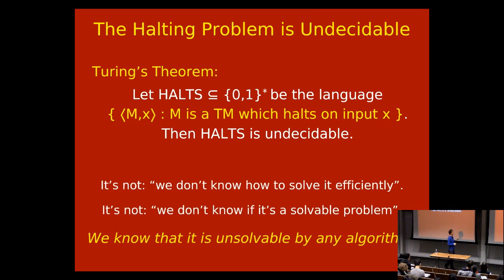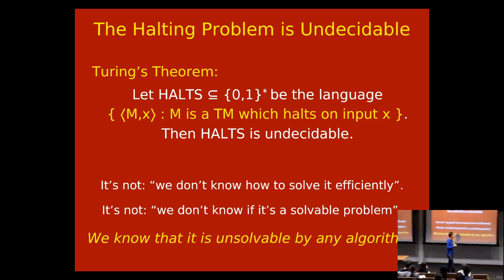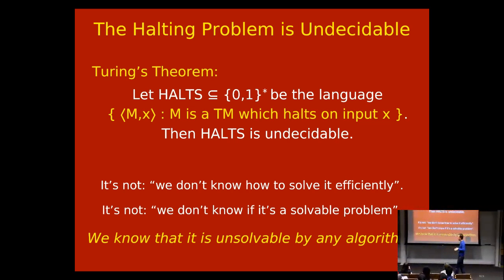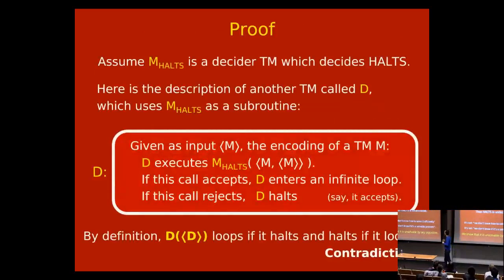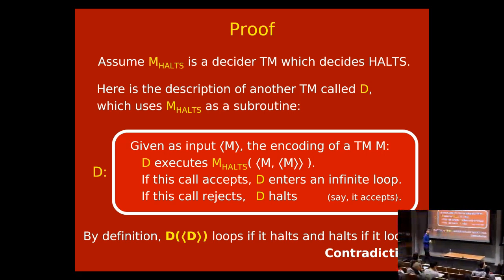And this is a very compelling theorem, and it's very important to remember, it's a very strong statement. It's not like we don't know how to solve this problem efficiently. It's not like we don't know how to solve it. It's like we know that it cannot be solved by any algorithm. You would want to solve this problem, but you cannot. And let me tell you the proof. The proof was kind of easy. It fits onto one slide. And I'll remind you of it.